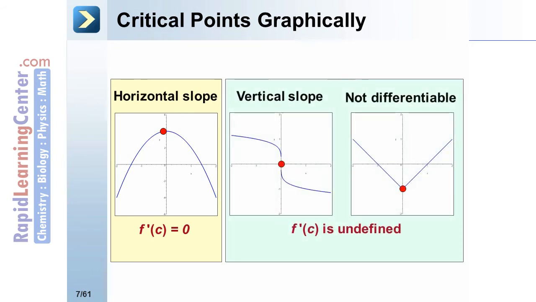These next 2 examples illustrate the 2 other cases where the derivative is not defined. In the first case, the tangent line would be vertical through the red point, and in the second case, this function is not able to be differentiated at that sharp point, so the tangent would be undefined.